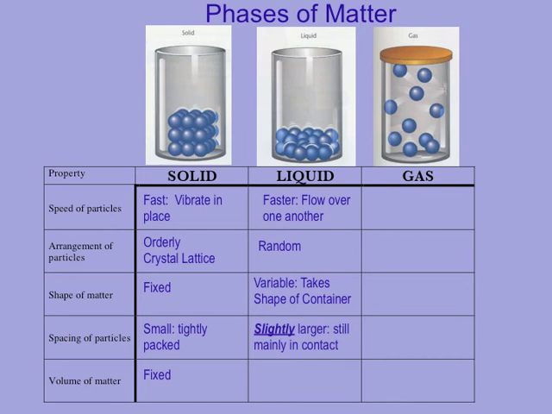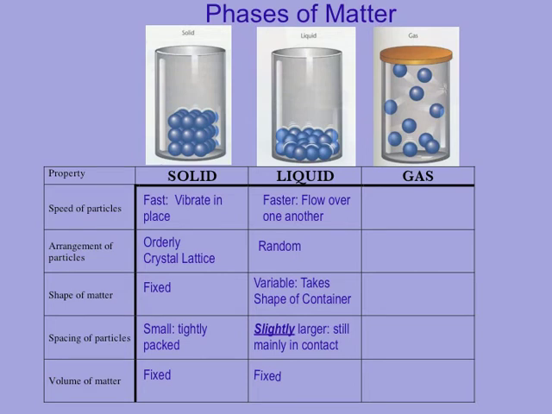The spacing is interesting because they're still very, very close to one another. They're still touching the particles that are adjacent to them. It's slightly larger than the space between particles in a solid, but not by much. There's still a lot of contact between the particles. Again, really important that you know that. It'll come up again. The volume of the matter, however, is fixed. No matter what container you put it in, you're still going to have your 100 milliliters, whatever container it's in.